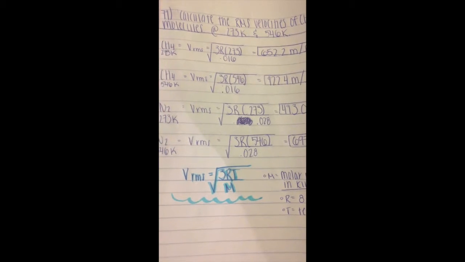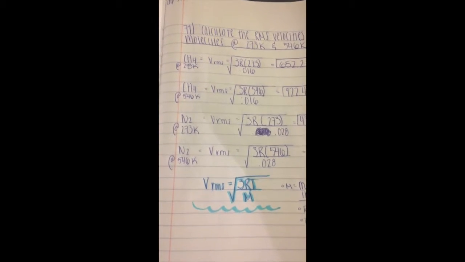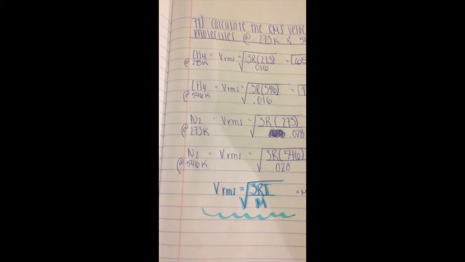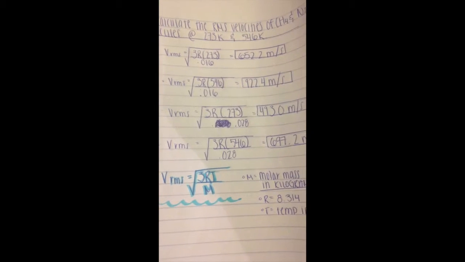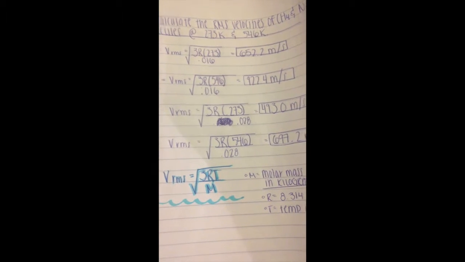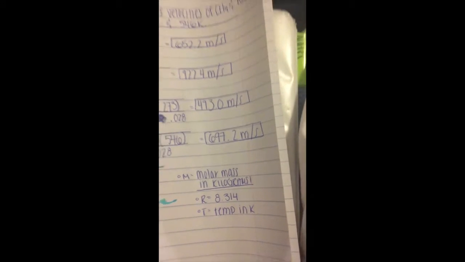Same process for N2, except instead of dividing by 0.016, you divide by 0.028, since the molar mass of N2 is 28 grams per mole. So, to find the root mean square velocity of N2 at 273 Kelvin, you multiply 3 times 8.314 times 273 divided by 0.028, and you find 493 meters per second. Same thing for the last problem, except you change the temperature again to 546, and you find 697.2 meters per second.